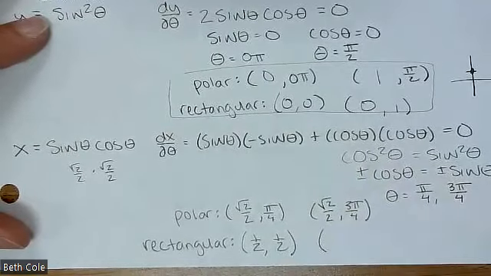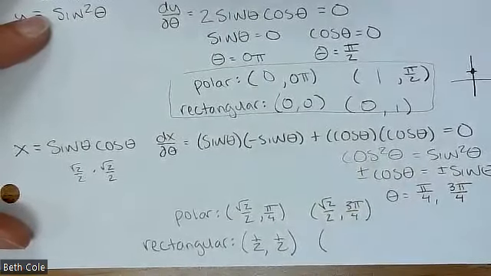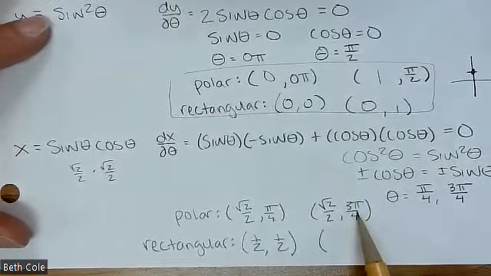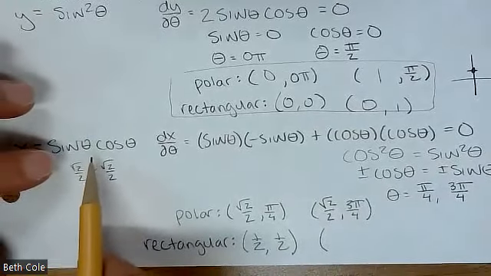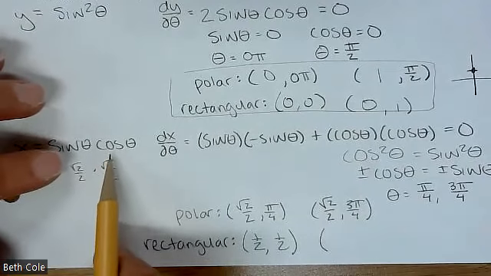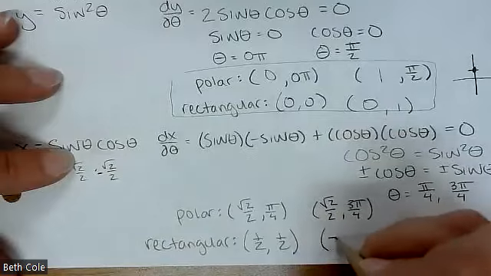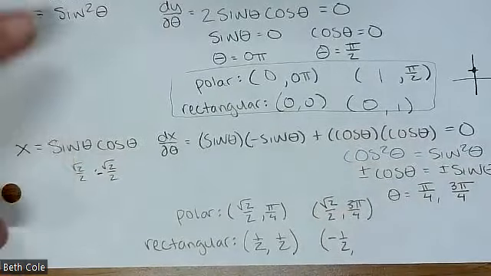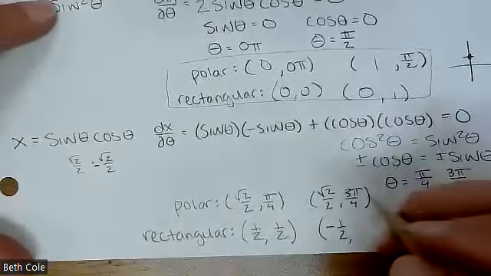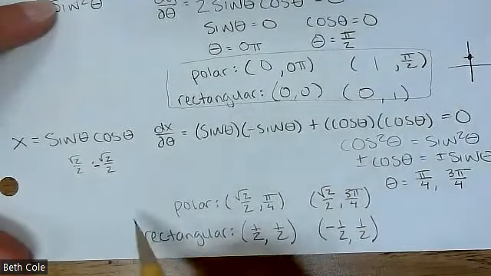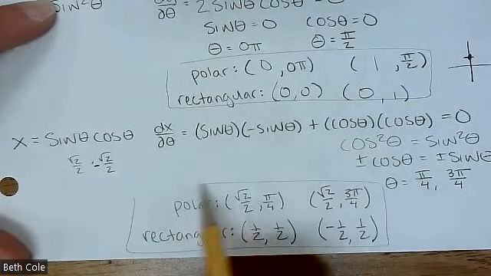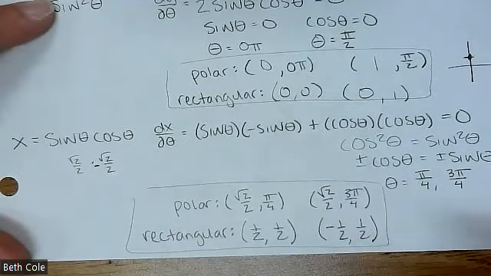And then we're going to do the same thing with this one. It's going to be the same thing, but with a negative in it, right? If you plug in 3 pi over 4 over here for x, the only difference is cosine for 3 pi over 4 is negative. So it will give you negative a half. And then if you plug in up here for y, it'll be positive a half. I want you to see it visually because that helps.